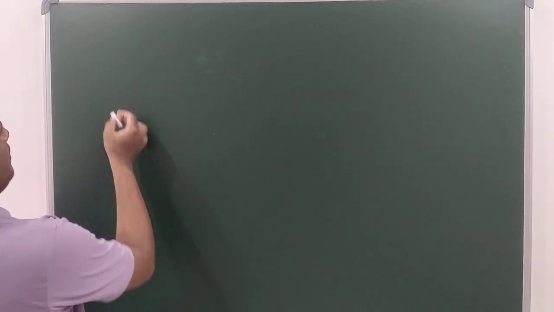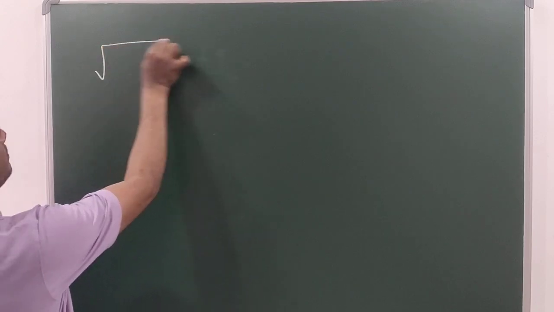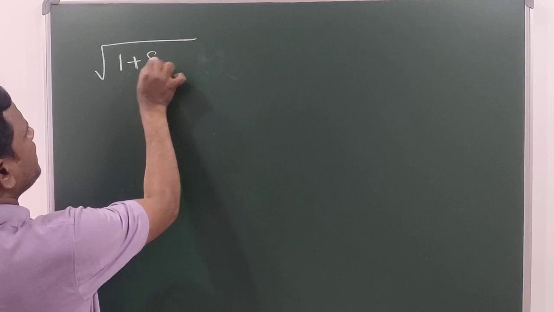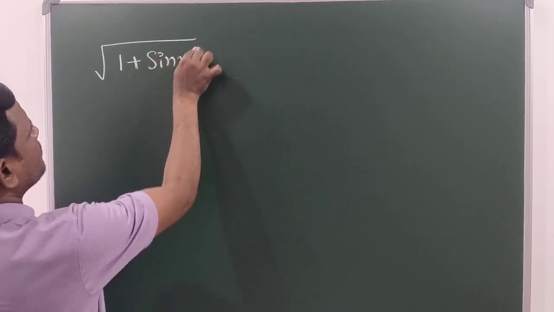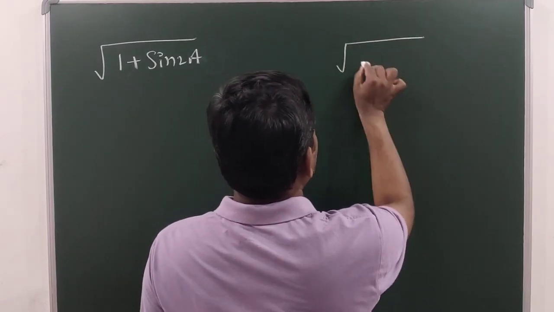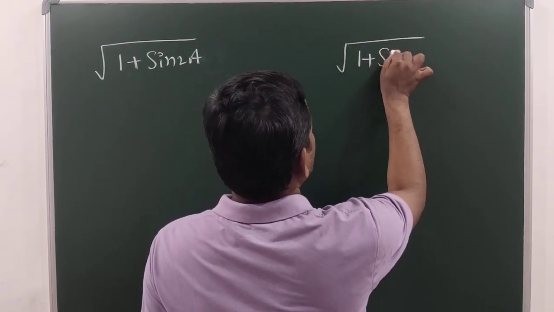In this class, now I am going to explain you the C+S and C-S concept from multiples and submultiples of trigonometry. Consider square root of 1 plus sine 2a, or square root of 1 plus sine a.